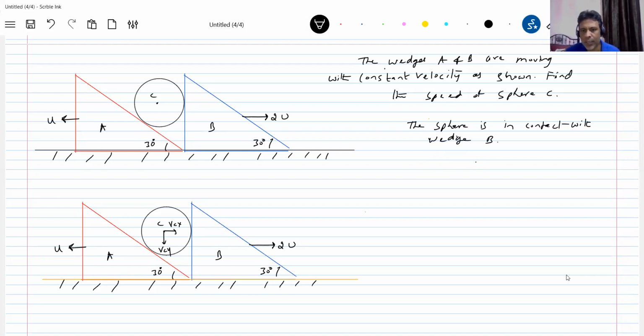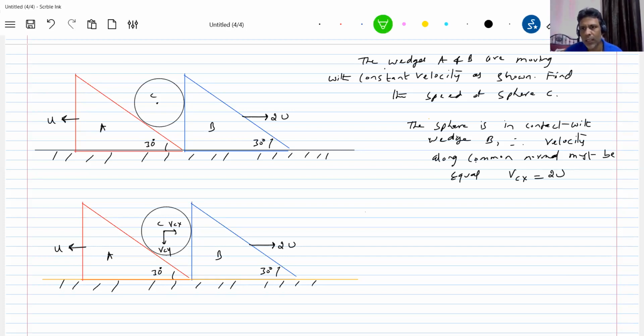I'll write that statement. Therefore, velocity along common normal must be equal. So therefore, Vcx must be equal to 2u. So what is that common normal? Common normal will come like this. So velocity along the green color line should be equal.